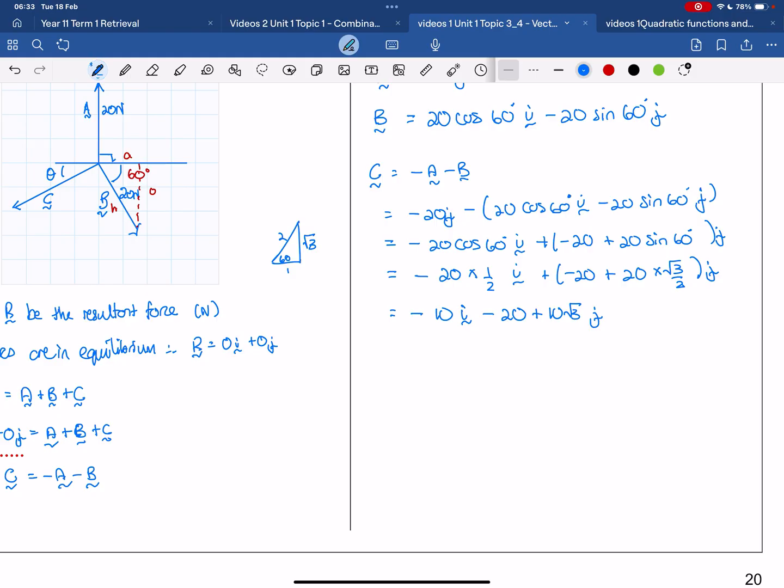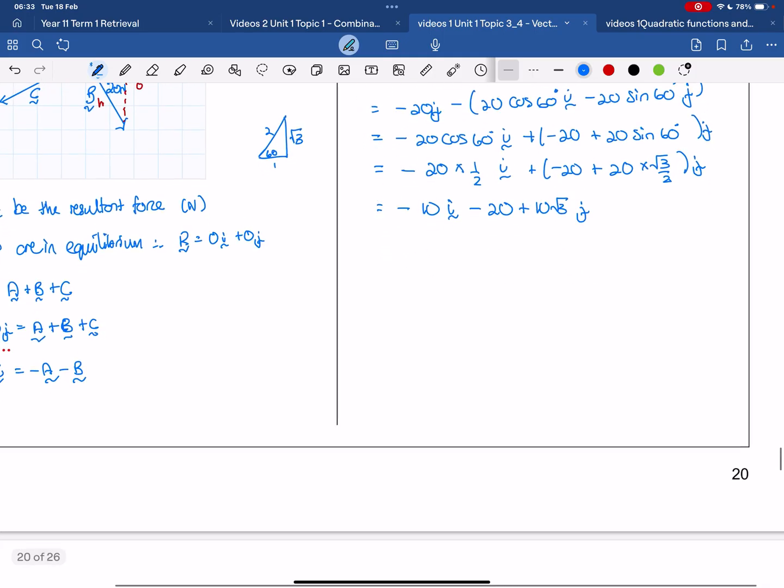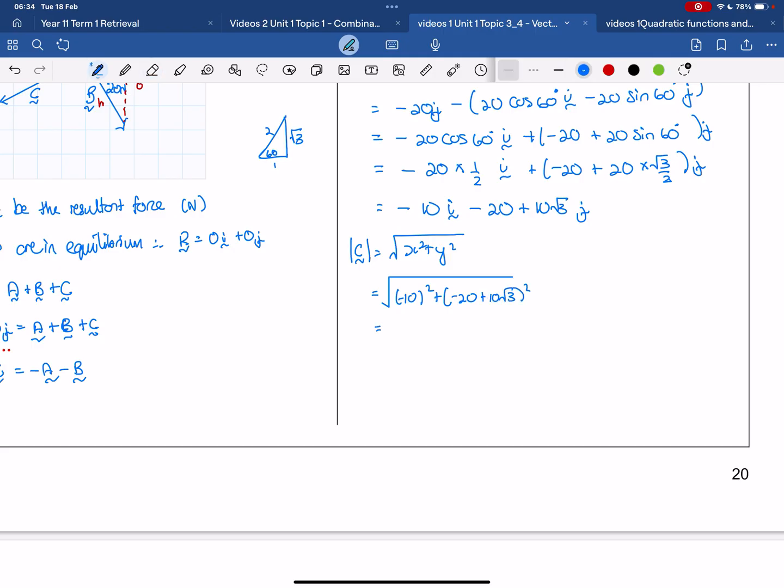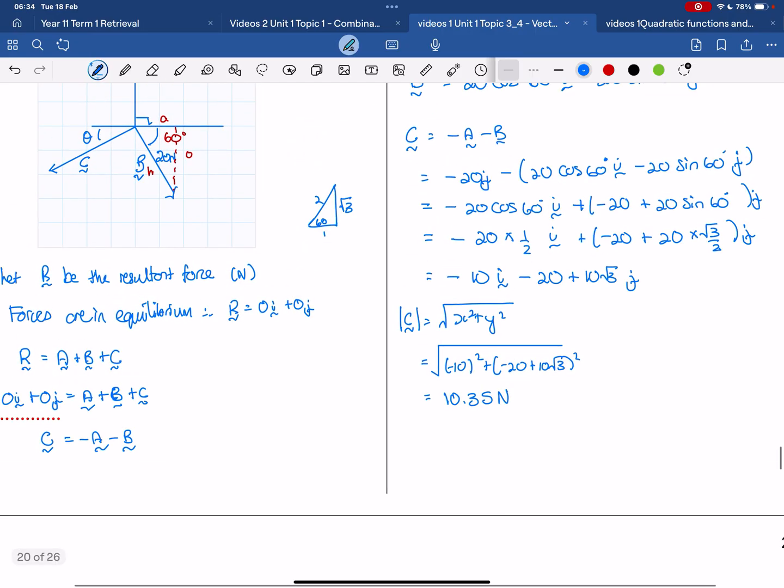All right, there's my vector C, but it wants us to find the magnitude of that vector. So our magnitude of C is the square root of x squared plus y squared, and that's going to be the square root of negative 10 squared plus negative 20 plus 10 root 3 squared, and we've got 10.35 newtons. Now we need to find our angle.